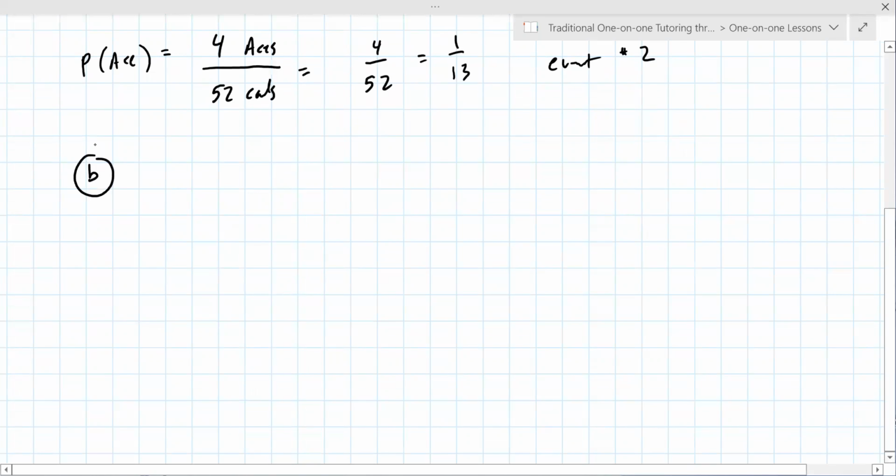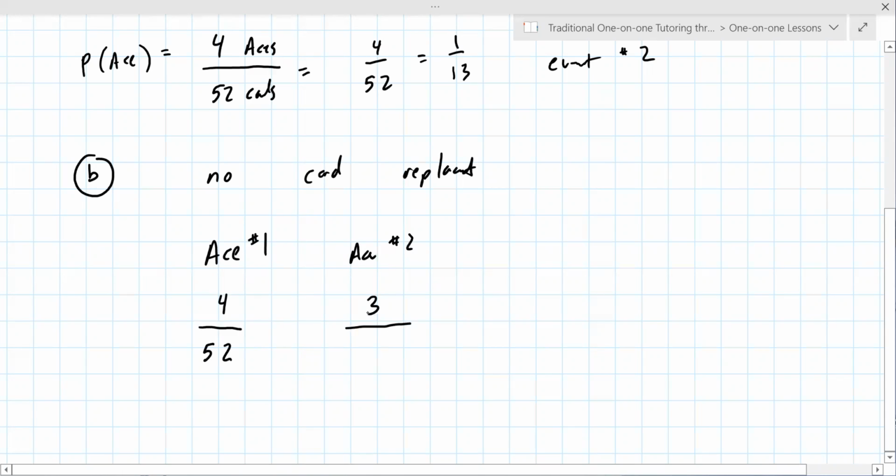Okay, so the difference in part B is it says no card replacement. That's very important. What you assume when you're doing these is that it's success each time. So the first card is an ace. The first card being an ace means there's 4 out of 52, and you've successfully drawn an ace. So that's ace number 1. Ace number 2, there are now 3 aces because you assume you've already drawn one, and since you've already drawn one, the number of cards goes down to 51. Ace number 3, you have 2 aces left because you've already taken out 2, and there are only 50 cards left.